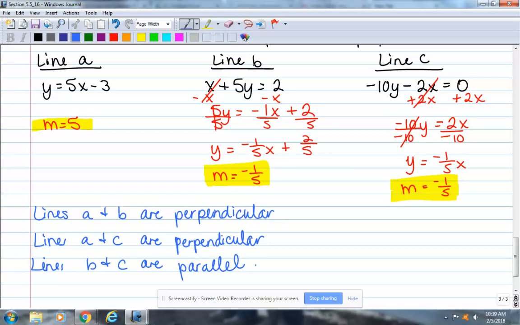All right, so like I said, on your homework, get them all in slope-intercept form, check their slopes, and compare them. You might only have one relationship you can say out of all three lines. You might not have any relationships you can say out of all three lines. Okay? So that is the end of section 5.5.